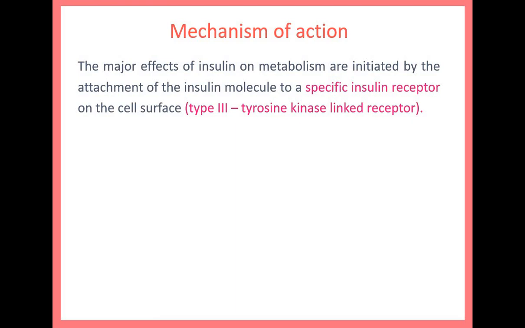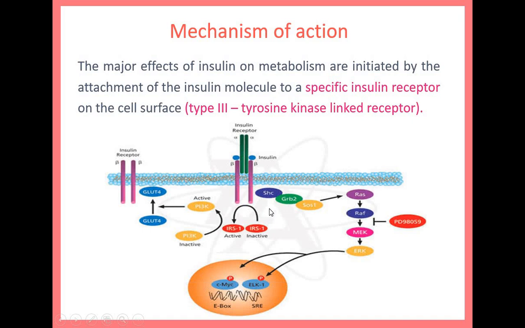And type 3 receptors are specifically activated majorly by 2 groups, which are growth factors, and then insulin. Because these receptors are linked with an enzyme, that enzyme is tyrosine kinase, that's why we call it a tyrosine kinase linked receptor, or they are also referred to as tyrosine kinase enzyme linked receptors. So here is the structure.